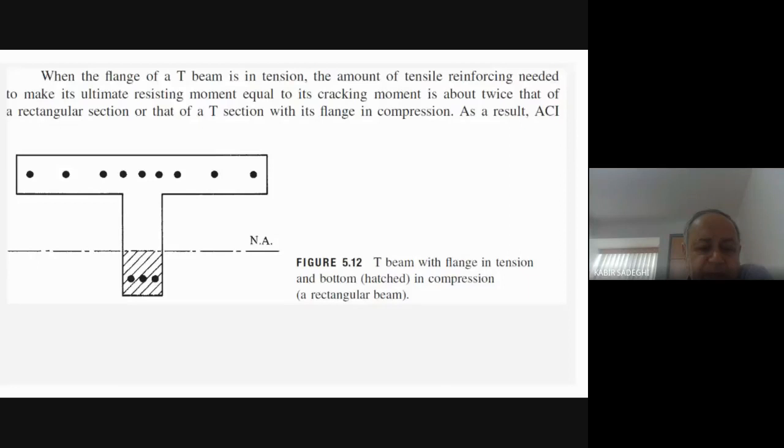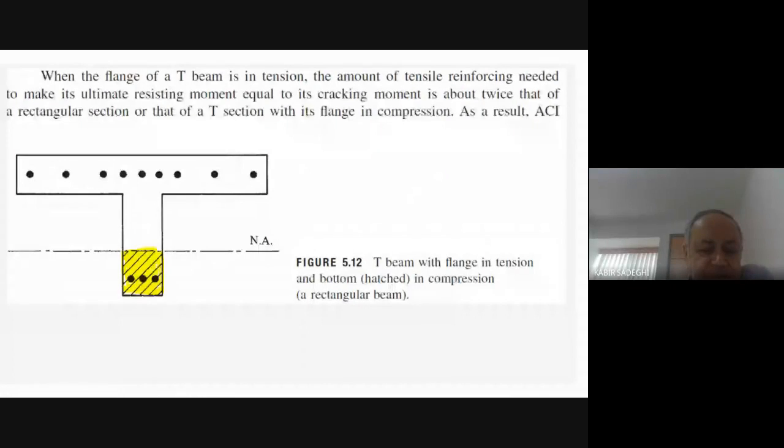Therefore, the reinforcement is at top. Tensile reinforcement. If I change the color and also pen, you see that we neglected the tension, therefore the compression is here. We can say that our section that we can design can be like this, and this is a rectangular. In this situation, when we have the neutral axis at the web, the design is exactly like a rectangular beam.